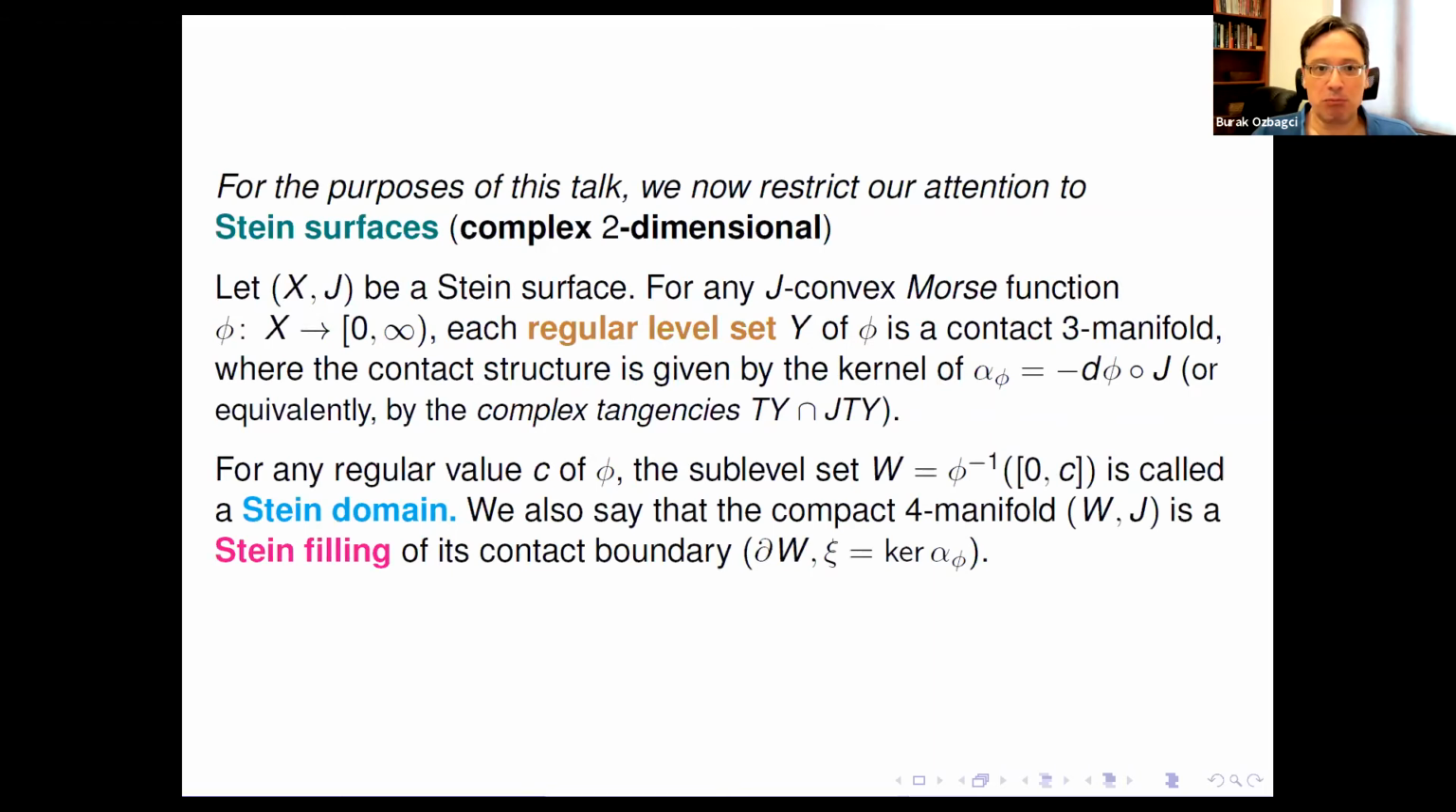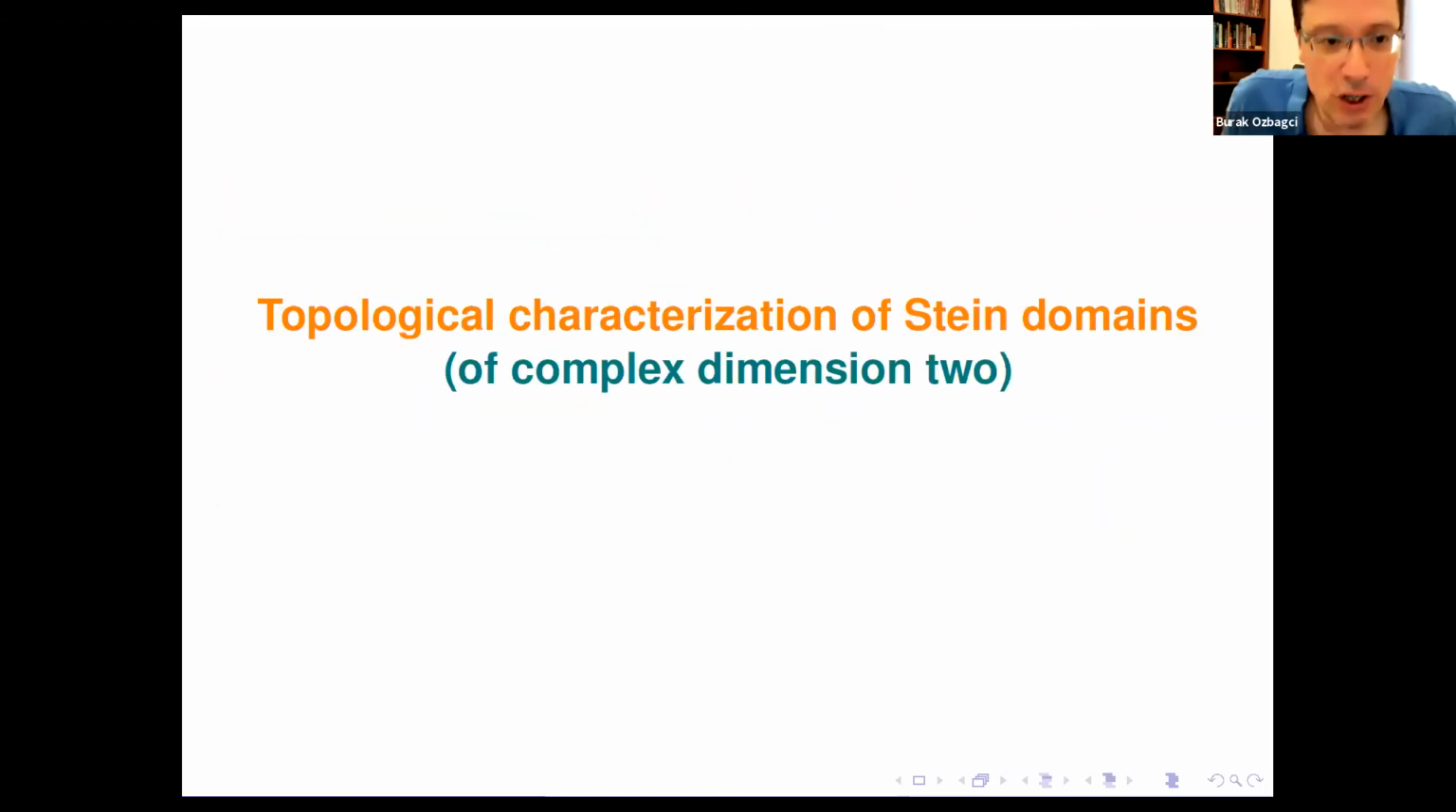So next I want to talk about topological characterization of Stein domains. This is sort of the main part of the talk. There's a topological characterization of closed symplectic four-manifolds and closed contact three-manifolds, and there's also one which is given by Lefschetz fibrations that I want to explain.